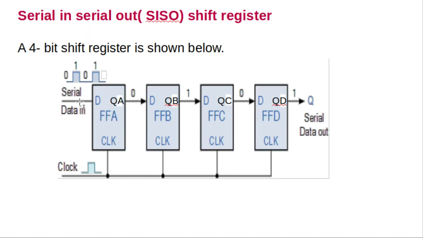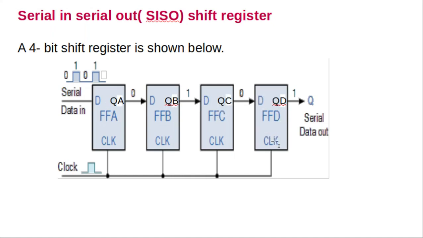This is the input pin for the entry of serial data, and this input pin is the D input of the first flip-flop and its output QA. QA is the output of the first flip-flop FFA. So the output QA is then connected to the D input of the second flip-flop, and its output QB is connected to the D input of the third flip-flop, and its output QC is connected to the D input of the fourth D flip-flop.